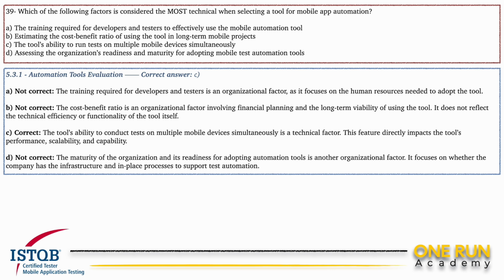So the most technical factor when selecting a tool for mobile app automation is option C. The tool's ability to run tests on multiple mobile devices simultaneously. This directly addresses the tool's technical capabilities and how well it can scale and perform in a mobile testing environment.